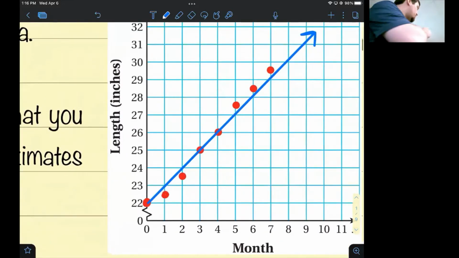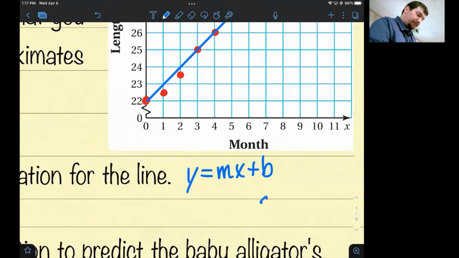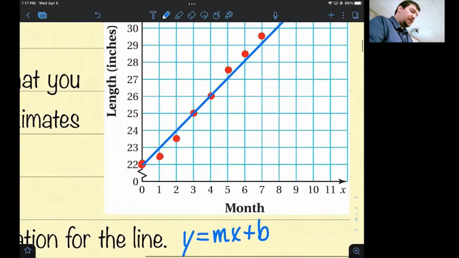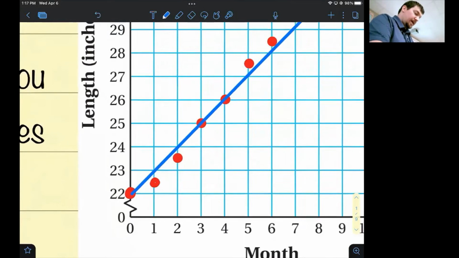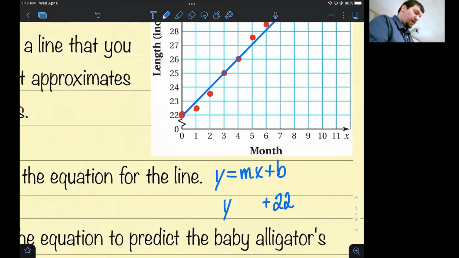To write the equation, I have to know 2 things. I have to know what my m value is, or what my slope is, and I have to know what the b value is. What's the b value stand for? Owen? Y-intercept. Owen, what is our y-intercept of my line? 22. Okay, so I know it's 22 for b. And then the slope of the line I drew is going to be really close to rise 1, run 1. So that would be 1 over 1 or just 1. And so I'm going to go with the equation y equals 1x, which is the same as x, plus 22.